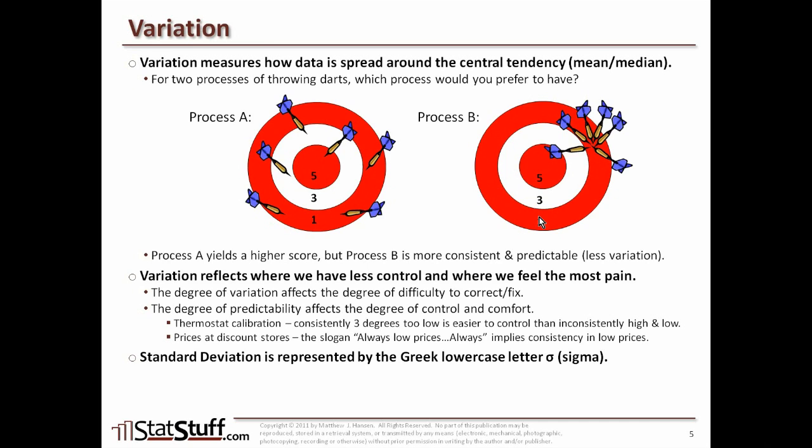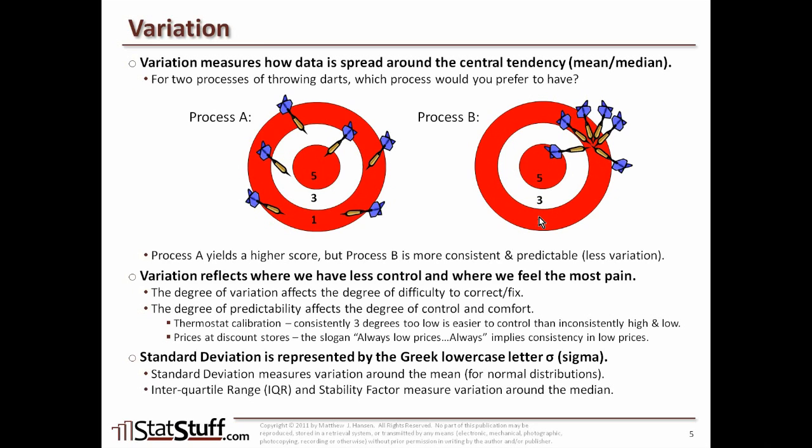And the standard deviation is represented by the Greek lowercase letter sigma. Standard deviation is the measurement we would use for measuring variation around the mean, the mean being what we use with normal distributions. But if we're dealing with a distribution that's non-normal, in that case we probably want to use a different measurement.